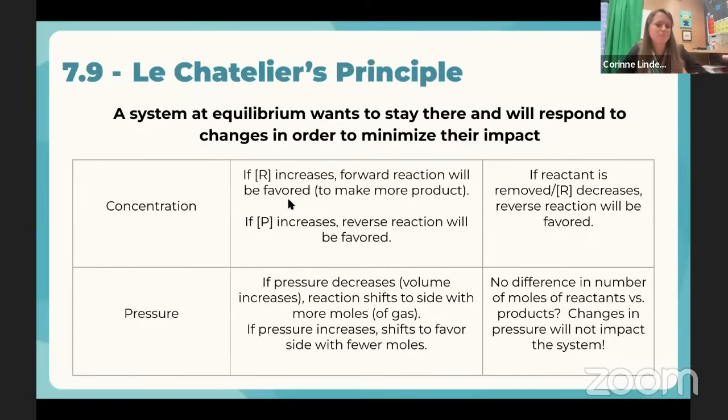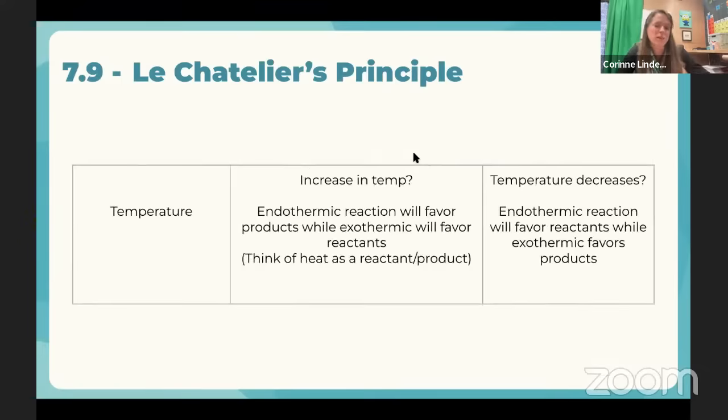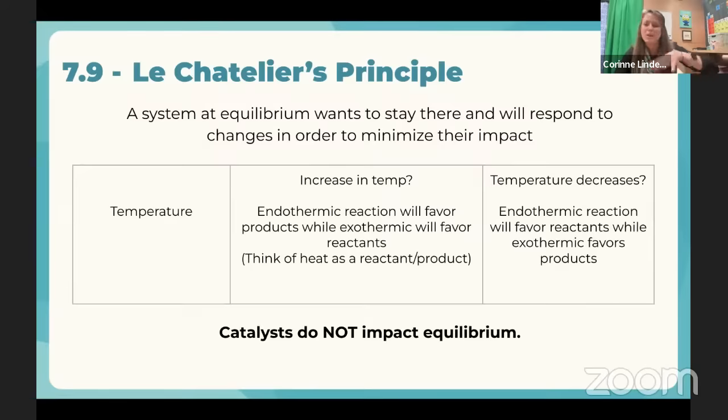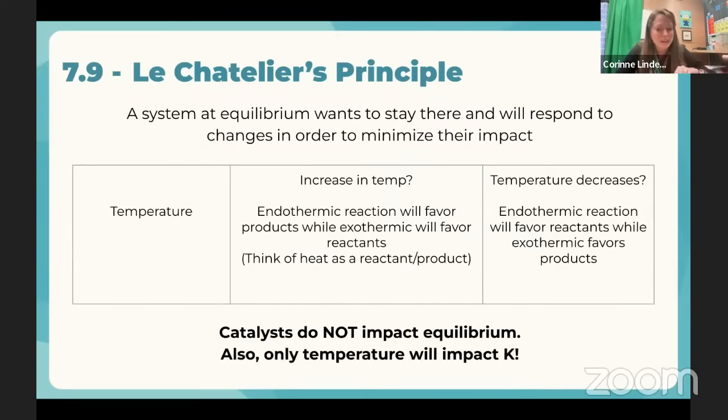With temperature, you want to think about heat as either a reactant or a product. So, for example, in an endothermic reaction, heat is a reactant. So we're going to favor the product side if we increase the temperature. If we do the opposite, we're going to favor the reactant side. It's just this idea that a system at equilibrium is going to act to minimize that change. So if we are increasing any reactant, we're going to form more products. If we are decreasing the amount of reactants, we're going to make more of those reactants. Note that catalysts do not impact equilibrium, and only temperature is going to impact the equilibrium constant.